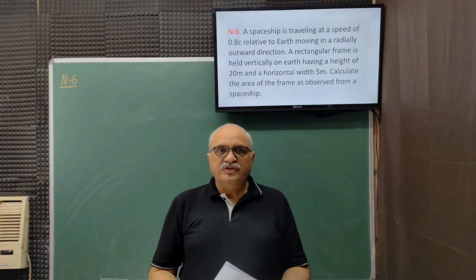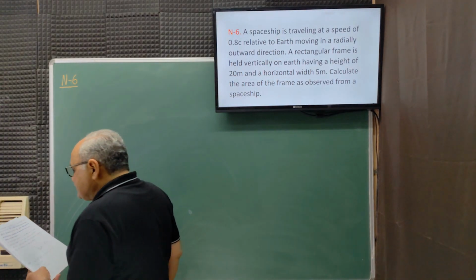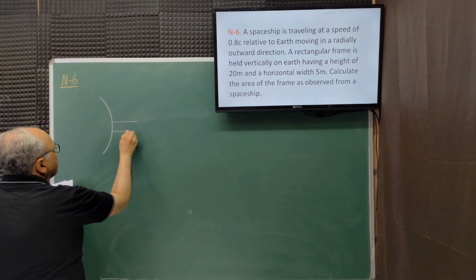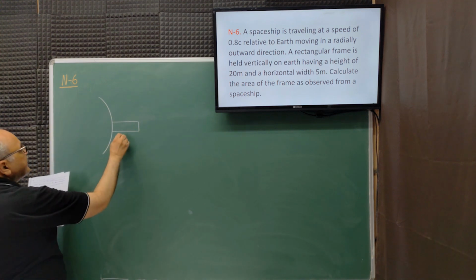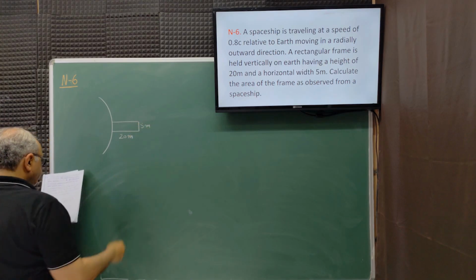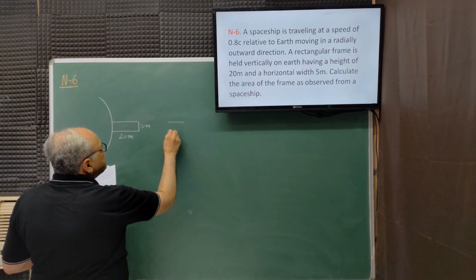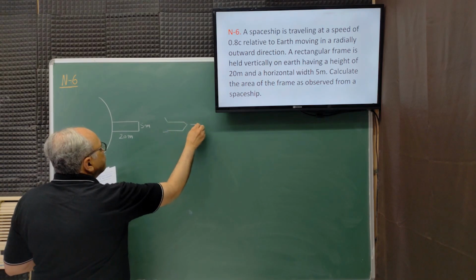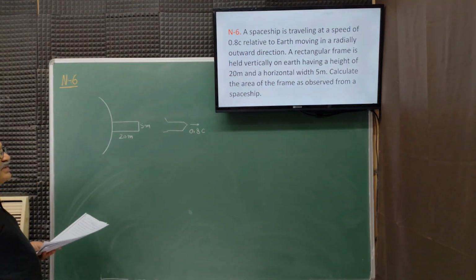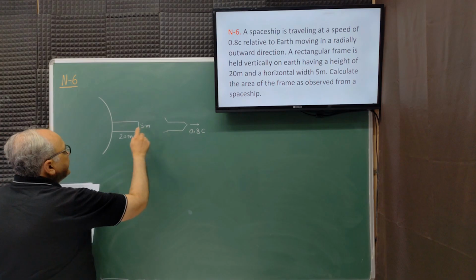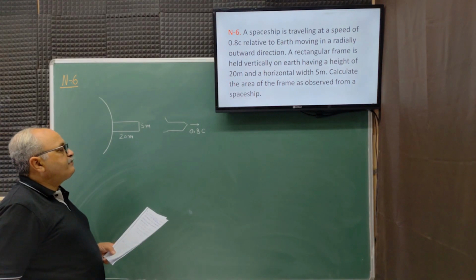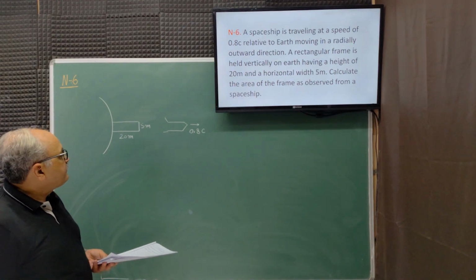Now let's take the sixth numerical. In this numerical, it is given that on Earth there is a frame which is having the height 20 meter and its width is 5 meter. There is a spaceship which is moving with the velocity 0.8 c. C is the velocity of light. So he is asking what should be the area as observed by the observer who is in this spaceship which is going with the velocity 0.8 c.